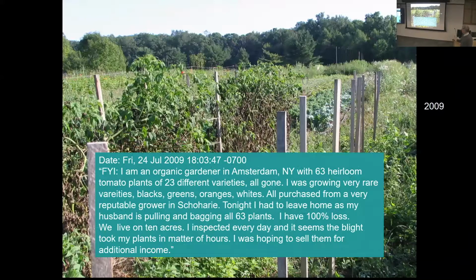This is an email I got from one of those persons who said she was an organic grower. She had 23 different varieties. They're all gone. She had to leave home as her husband is pulling and bagging all 63 plants. They had 100% loss. She was planning to sell tomatoes for an additional source of income.